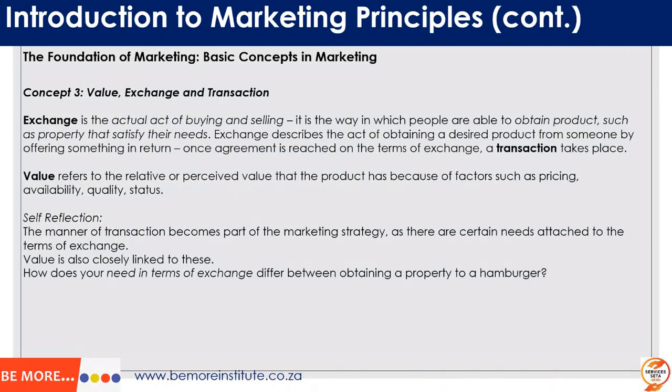And then the last concept is the concept of value exchange and transaction. What do you mean by that? This is the actual act of buying and selling. It is the way in which people are able to obtain a product, such as a property, to satisfy their needs. Exchange describes the act of obtaining a desired product from someone by offering something in return. Once agreement is reached in terms of exchange, a transaction takes place. We can say a transaction has taken place.